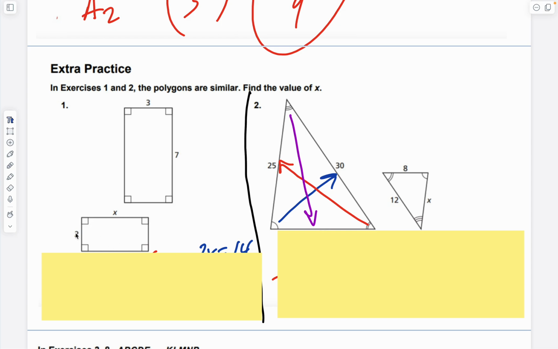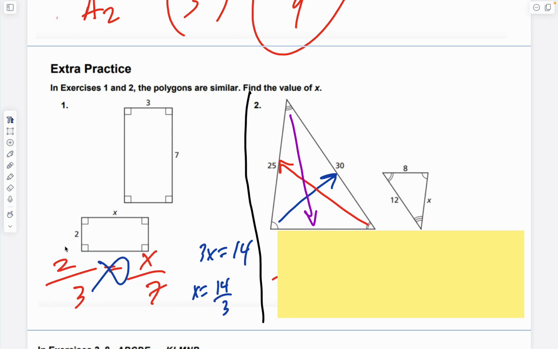What corresponds with 2? 2 corresponds with 3. X corresponds with 7. Now your proportion, the order matters, so you have to stay consistent. I say it a lot, stay consistent. I could say 2 over 3 equals X over 7. I could say X over 2 equals 7 over 3. You could say 3 over 2 equals 7 over X. You have to stay consistent.